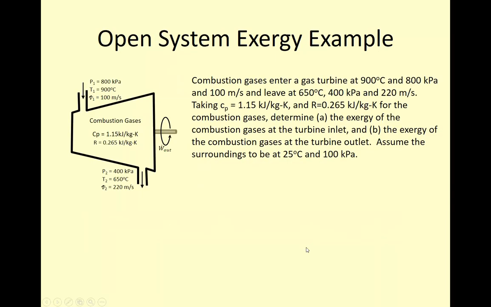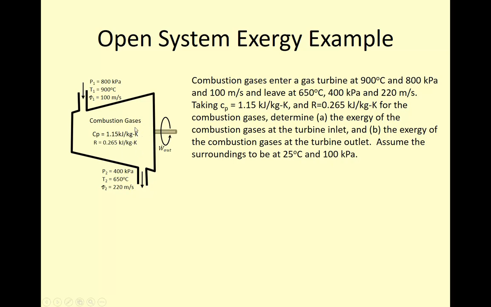So let's do an open system exergy analysis. And this will be the last example for today as we go through and look at this turbine. So we have a turbine with combustion gases entering at 900 Celsius and 800 kilopascals at a velocity of 100 meters per second. Then they leave the system at 650 Celsius, 400 kilopascals, and 220 meters per second. So we want to determine the exergy of the combustion gases at the inlet and at the outlet, assuming that the surroundings are at 25 Celsius and 100 kilopascals.